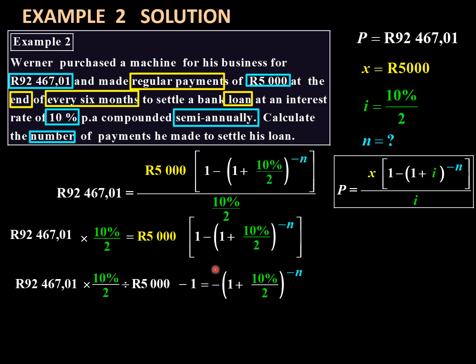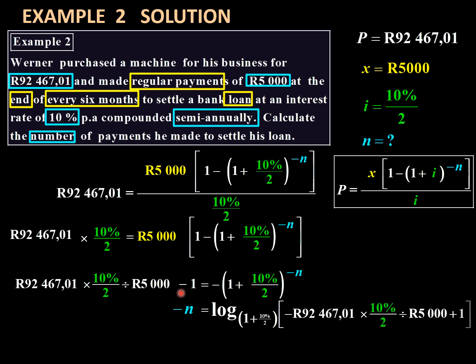So if this negative 1 is going to be transposed, it will make that a positive, and it will make this a negative. So let's see. To find negative n, I use logarithms like before. So it's negative n, and it's the logarithm. And if this is the base of the exponent, the logarithm has the same base. So there's the base. And then we have to just copy everything down, remembering that that negative made that a positive. So you see that negative becomes a positive, and that positive becomes a negative.